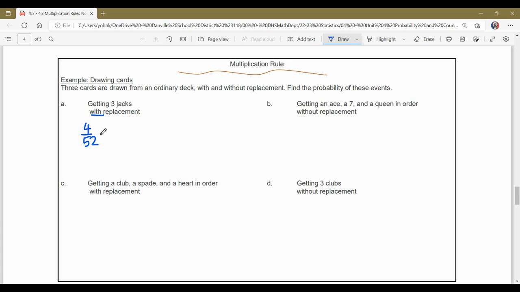Then I'm going to put the card back in. I'm going to pick another card. I still have 4 jacks to choose from out of 52. Put it back in. I still have 4 jacks to choose from out of 52. If I multiply this, I get 64 on top with 140,608 on the bottom. That gives me 0.0005. So you do have to round this to get to 0.0005.